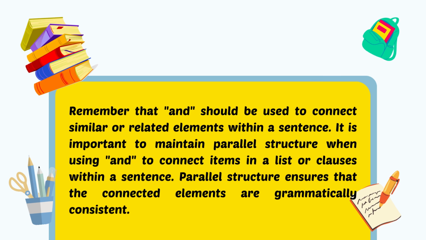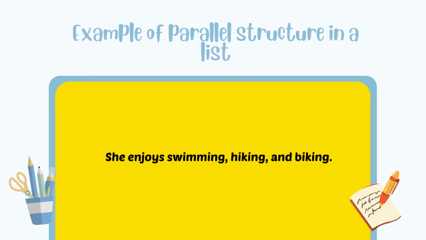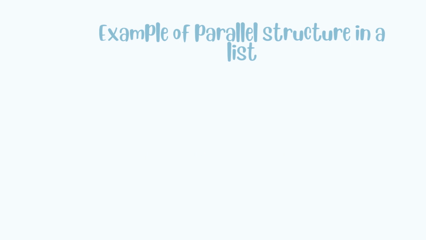It is important to maintain parallel structure when using "and" to connect items in a list or clauses within a sentence. Parallel structure ensures that the connected elements are grammatically consistent. Example of parallel structure in a list. She enjoys swimming, hiking, and biking.